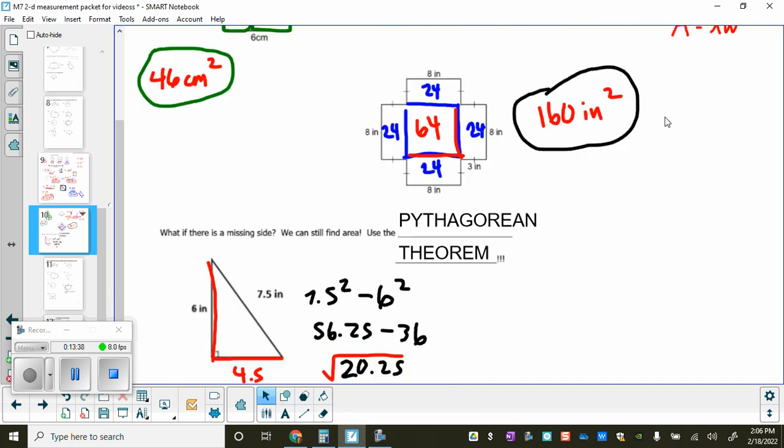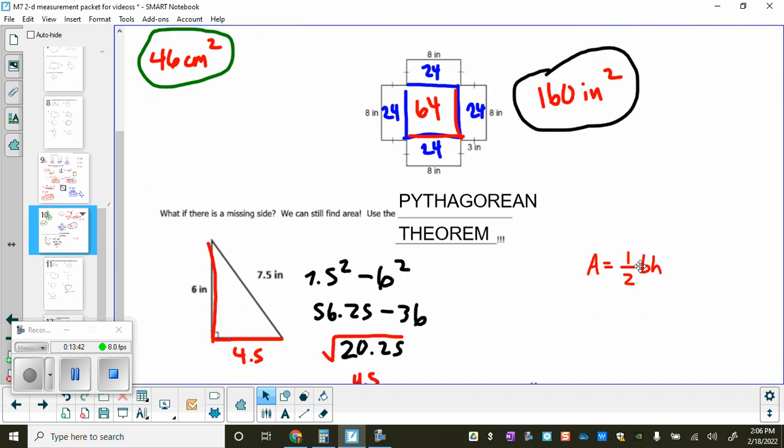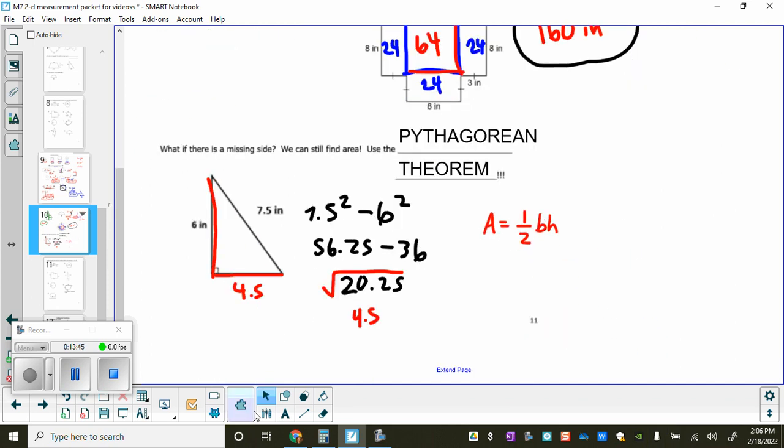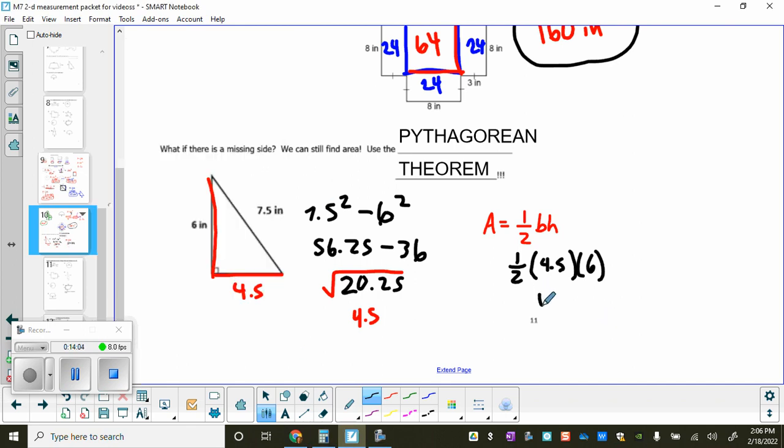And now I can use my formula for area of a triangle and pull that down here. So for area of a triangle, it is half. The base I just found is 4.5. The height is a 6. And I know that half of 6 is 3, so I can just do 3 times 4.5 in the calculator. And I get a 13.5 for this. The area of this triangle is 13.5 square inches.